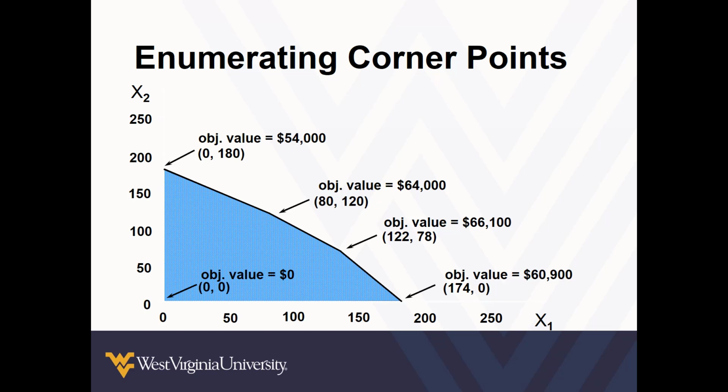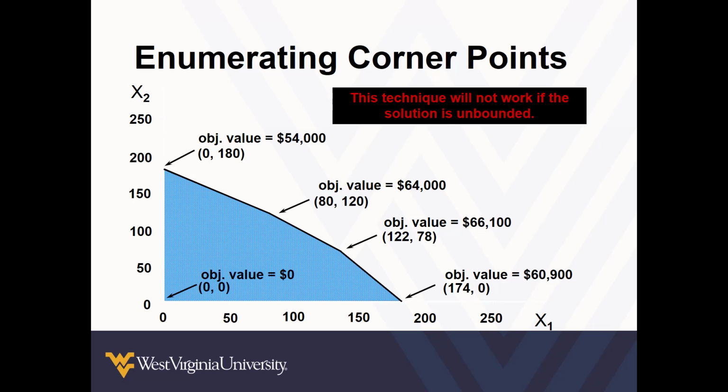We can also enumerate corner points, where we look at each and every one of the corner points along the edges of and within our model to find which one yields the highest value. And we find that production of 122 aqua spas and 78 hydroluxes is still the very best, yielding a profit of $66,100. And you can see the original gut instinct result here as well, where we're producing 174 aqua spas and 0 hydroluxes.